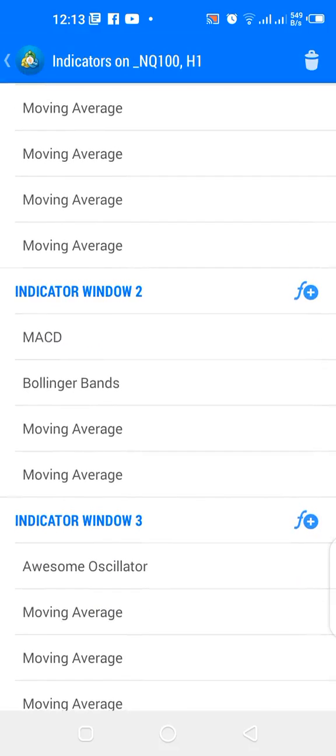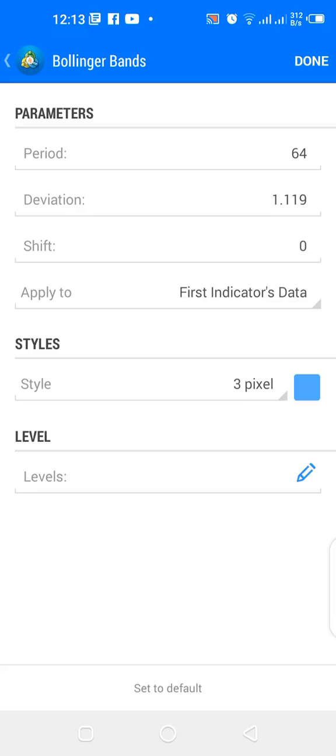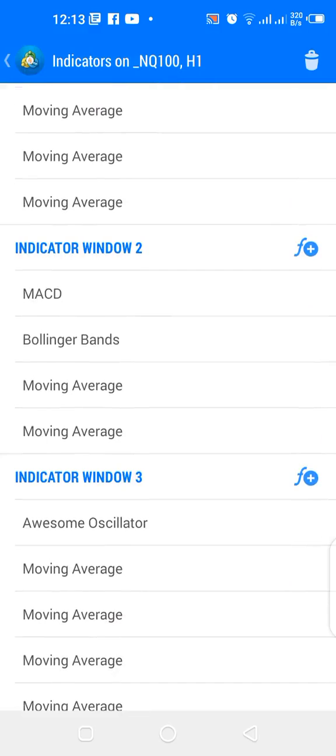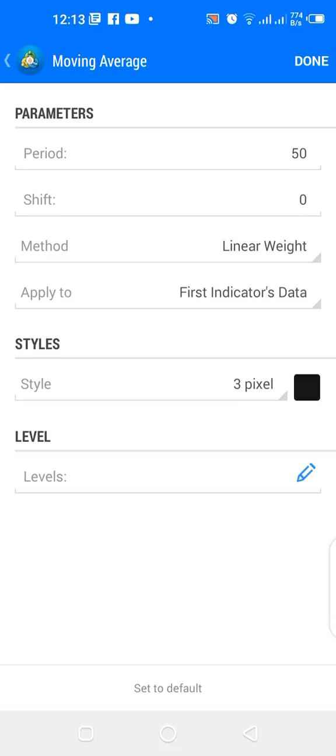Still on indicator window 2, we have Bollinger Bands. Period is 64. Deviation is 1.119. Apply to first indicator's data. And the color is sky blue. Still on indicator window 2, we have moving average. Period is 50. Method is linear weighted. Apply to first indicator's data, and the color is black.